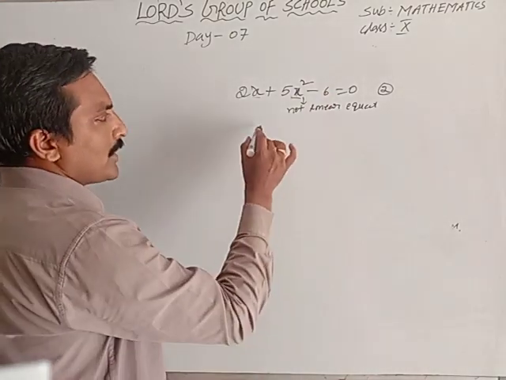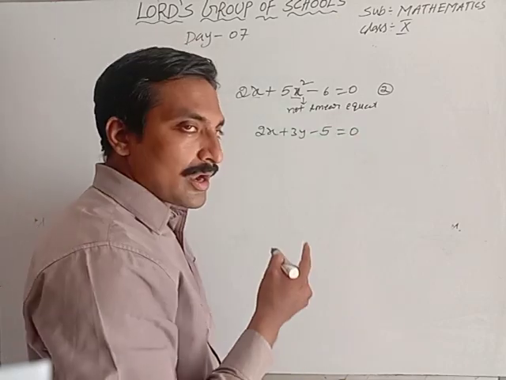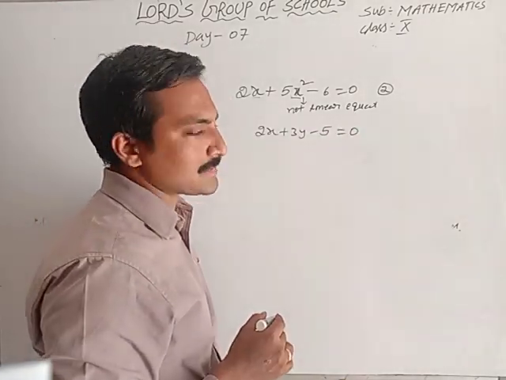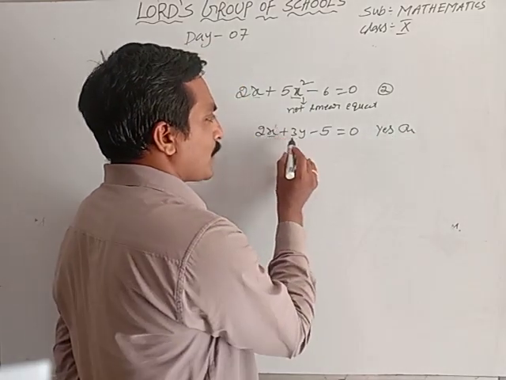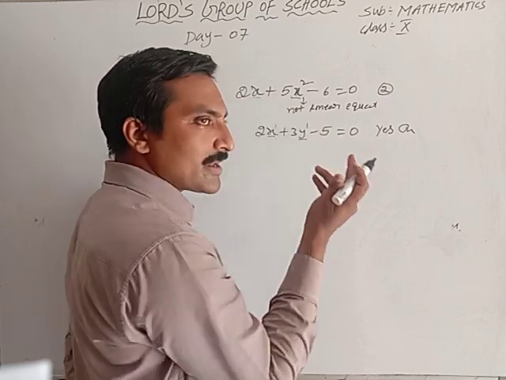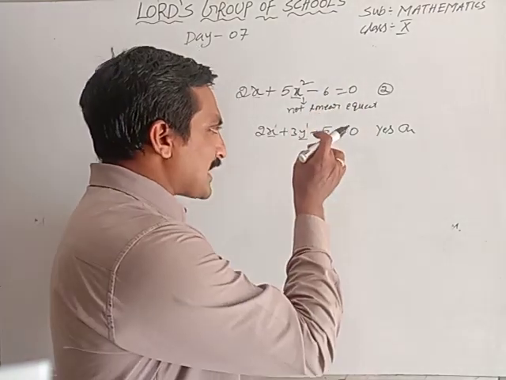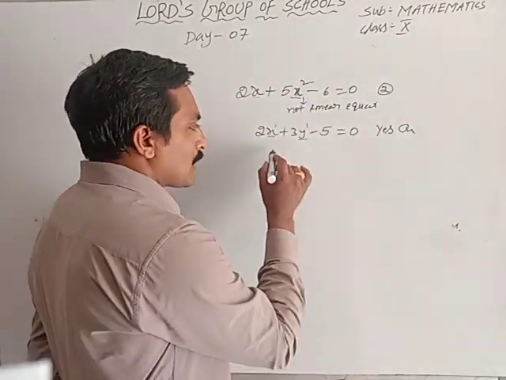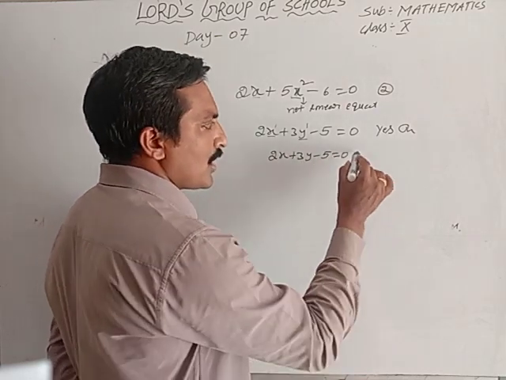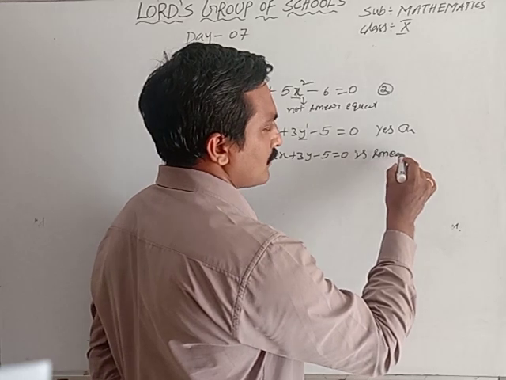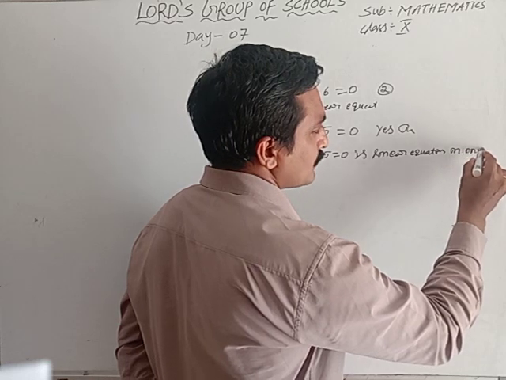Next, 2x plus 3y minus 5 is equal to 0. Is this a linear equation or not? Yes, this is a linear equation, because the highest power is 1 only. Two variables are there, so this is a linear equation in two variables. The same question: 2x plus 3y minus 5 is equal to 0 is a linear equation in one variable.